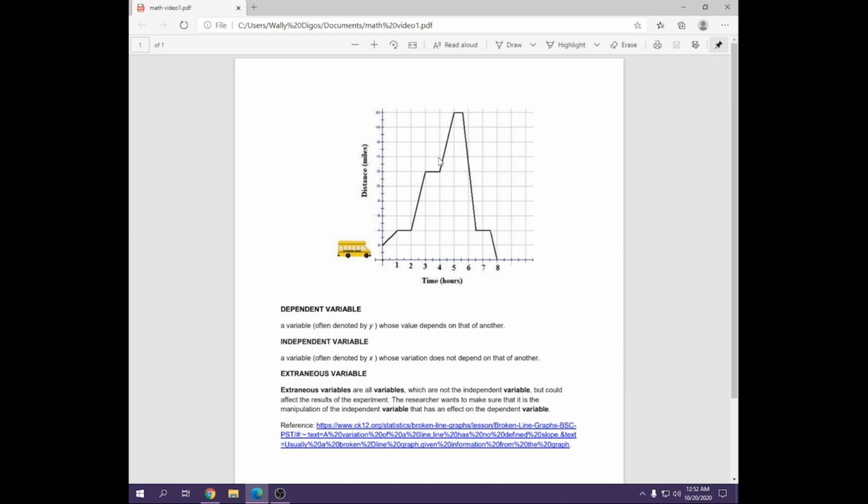So in the illustration, we notice that the bus stops every 1 hour. So we could assume that the bus stops every 1 hour to fetch a passenger. This is how you interpret the broken line graph.